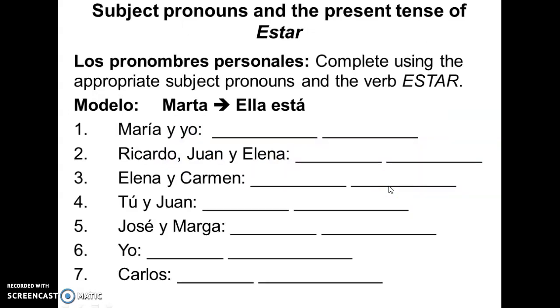So here's a practice for you to practice the subject pronouns, and also just like the model, using the appropriate verb estar with it.